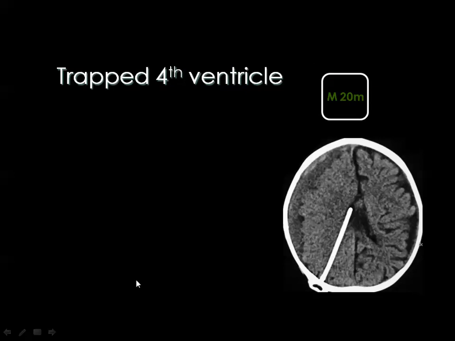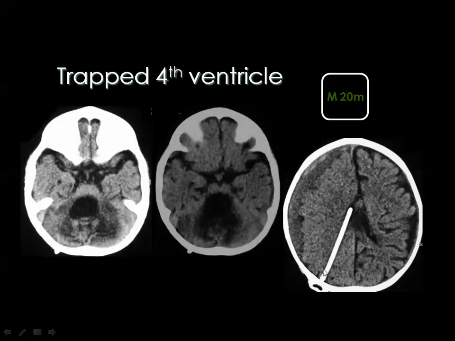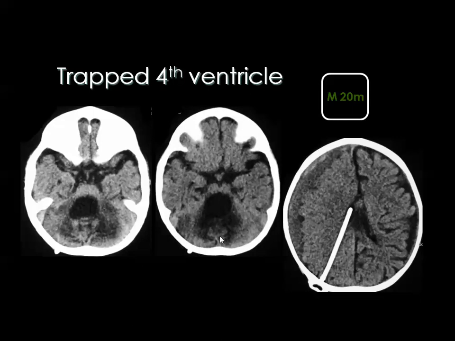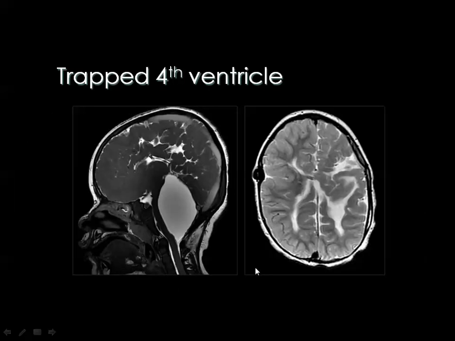Then look at this case. There is aqueductal stenosis which has been shunted by this shunt tube. The patient developed subdural hematoma, and this was one of the known complications in the era of old shunt tubes. But look at the posterior fossa sections, and you see that the fourth ventricle is dilated, and there is periventricular hypodensity due to retrograde transependymal CSF permeation, and this is known as trapped fourth ventricle.